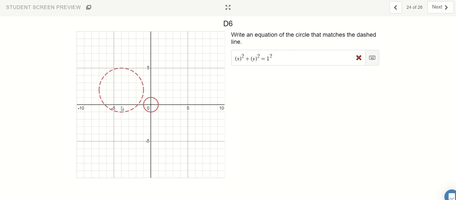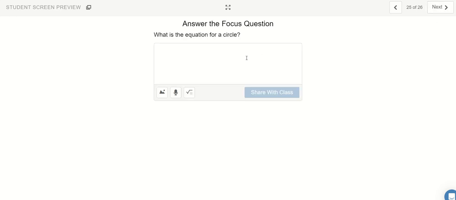And here, this one is shifted left and up. So again, I think I need to use plus 4 to move it left. And to move it up, I'm going to subtract. So minus 2. Right, and this one has a radius of 3, so r squared is going to be 3 squared. Okay. So what's the equation of a circle? It's going to be x squared plus y squared equals r squared. So that's our equation of a circle.